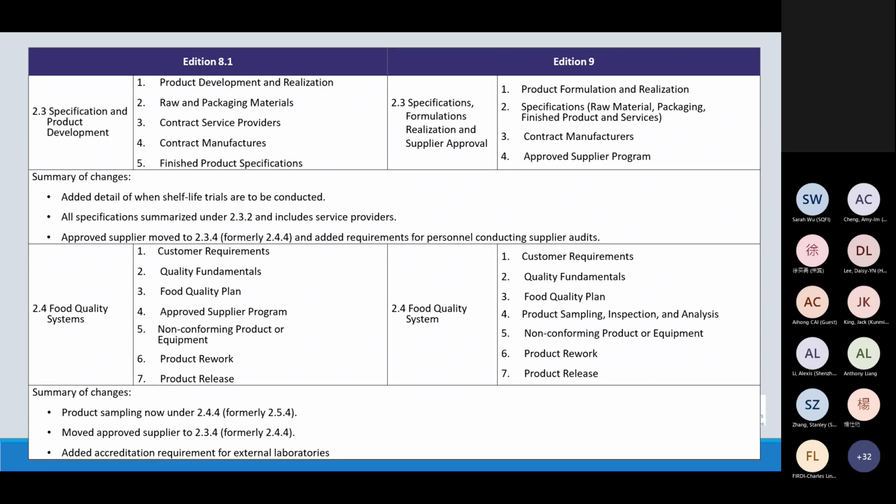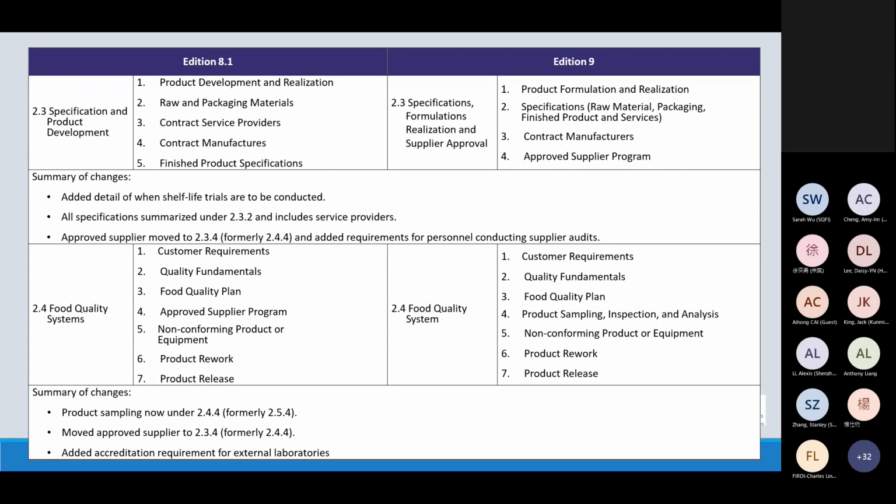2.3, specifications and product development. Again, not many changes. We've added detail of when shelf life trials are to be conducted. In 2.3, all specifications are summarized under 2.3.2, which includes raw material specifications, ingredient specifications, work in process, finished goods specifications, and service providers. And approved suppliers were moved to 2.3.4, which were formerly in 2.4.4, and we've added requirements for personnel conducting supplier audits. So they need to be appropriately trained.